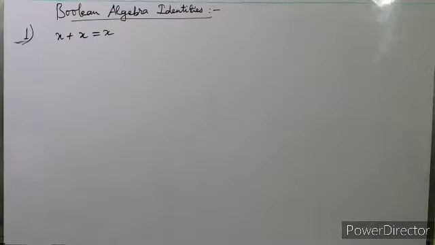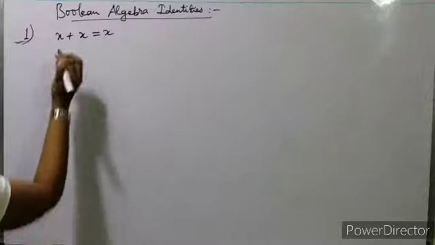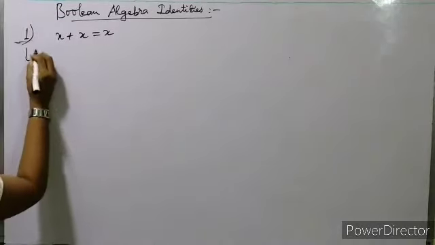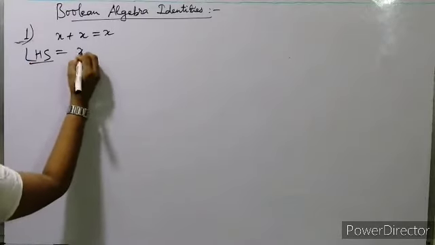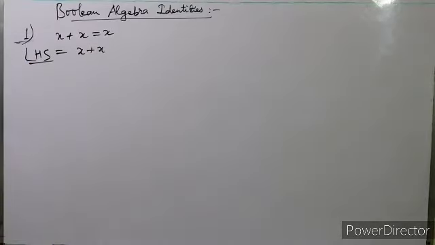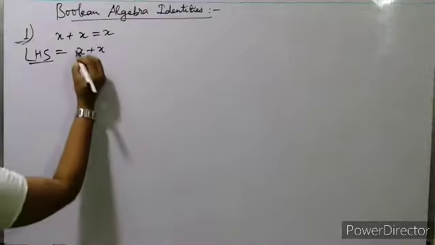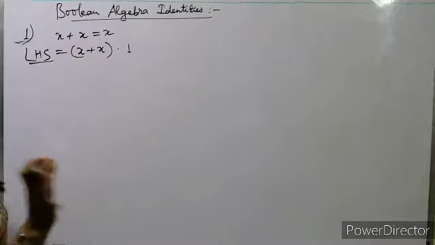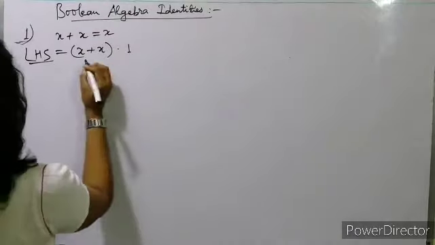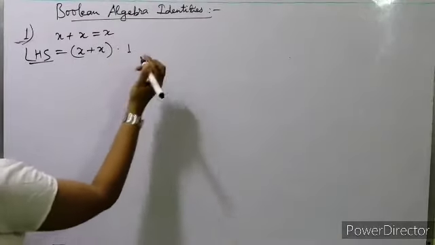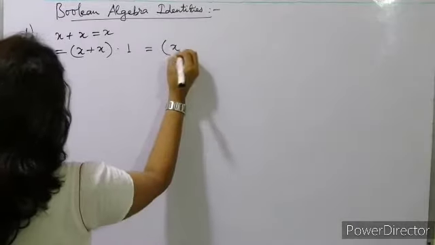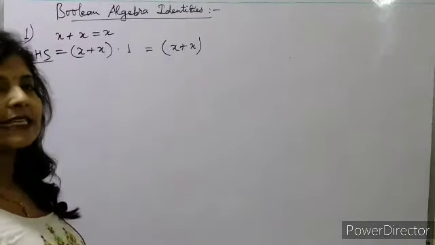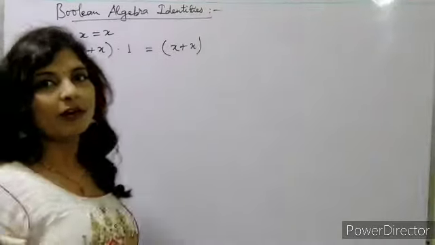Now we'll see Boolean algebra identities. The first theorem is x plus x is equal to x. Now we have to prove this. So LHS is equal to x plus x. Now as we know that whenever we multiply anything with 1, we get the same result. So we are multiplying this by 1, no change. Now we know that x plus x bar, meaning inverse of x, will be 1.